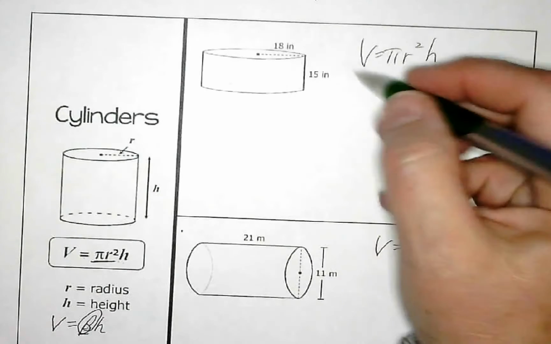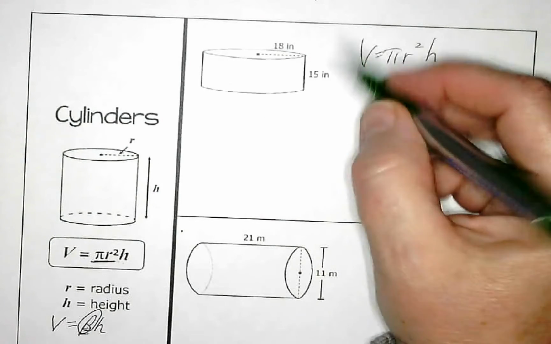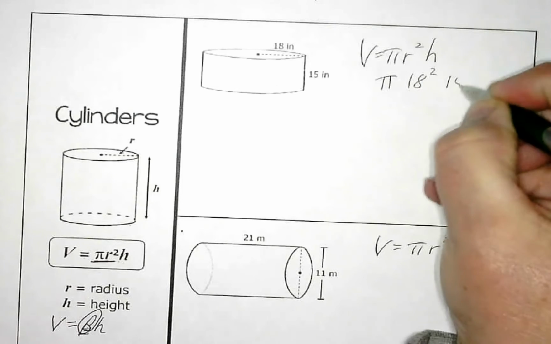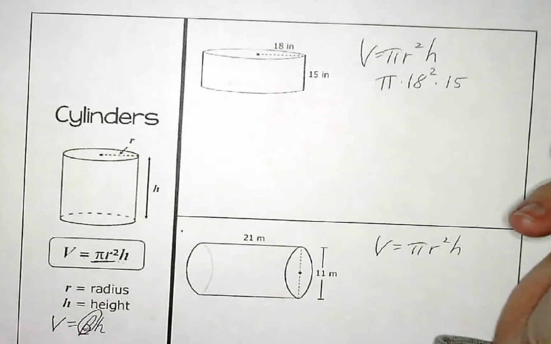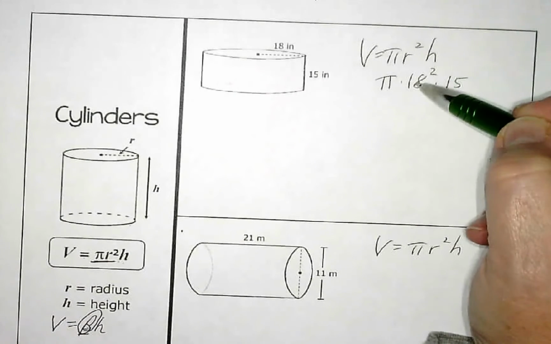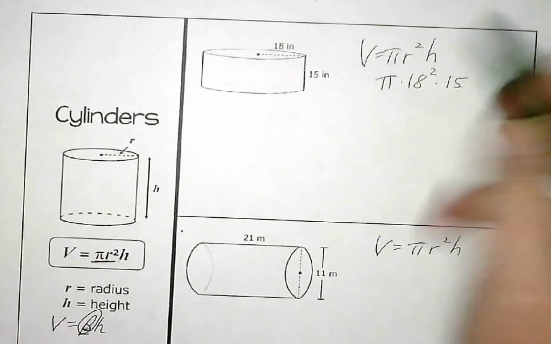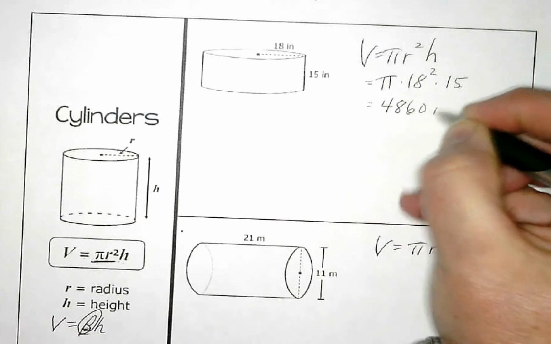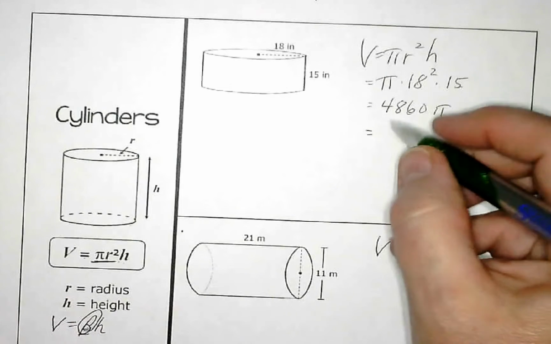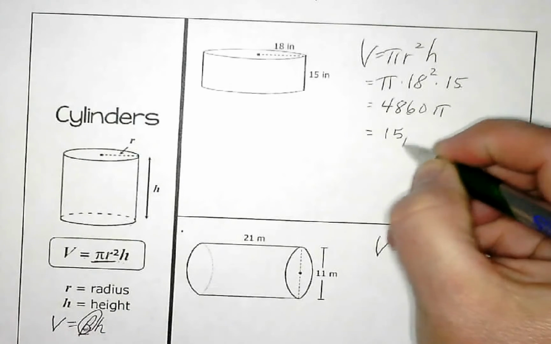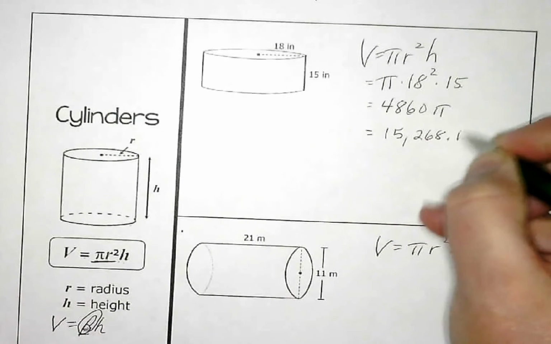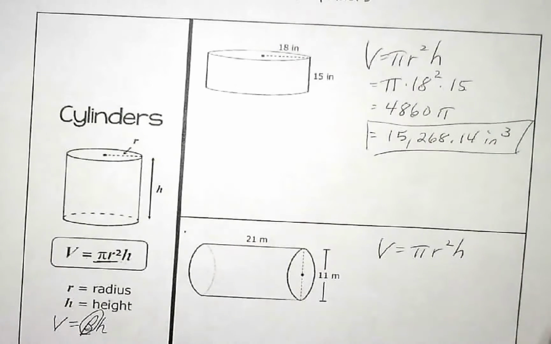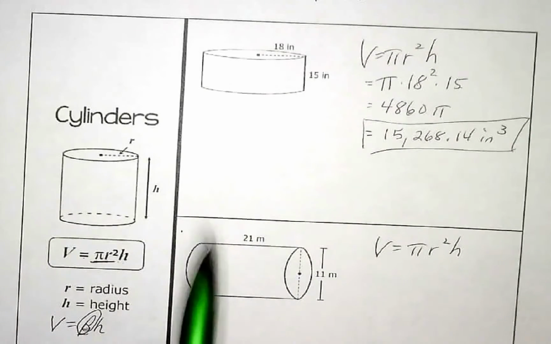So let's take a look. On this picture, I can see that the radius is 18, the height between them is 15. So all I have to do is plug those numbers into the formula. If I have r squared times 15, that's going to give me 8,460 pi. When I multiply that out, 15,268.14 cubic inches. Okay, something like that.